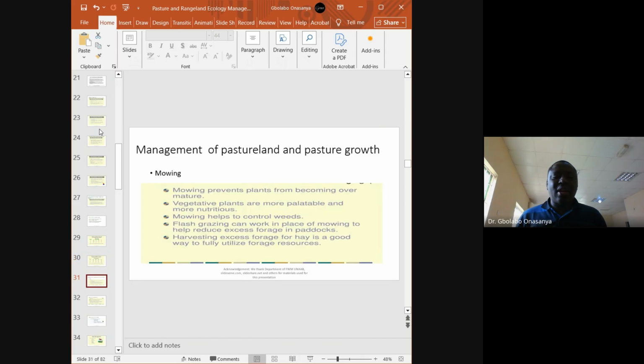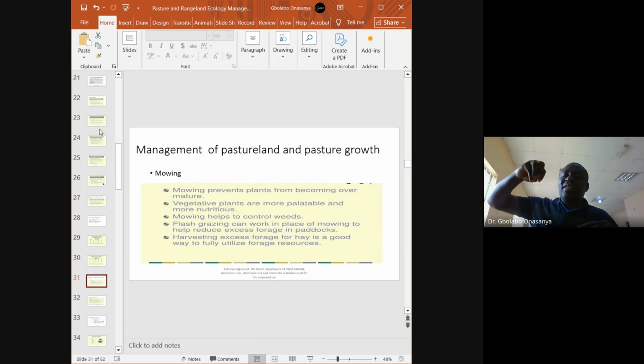Now, management of pasture land. The other management within a pasture land: one, weed control. Number 2, soil fertility, maintenance of soil fertility. In maintenance of soil fertility, you talk about making the environment suitable for soil aeration.